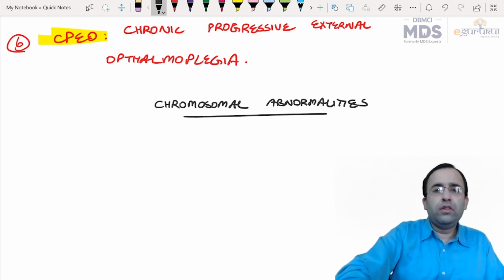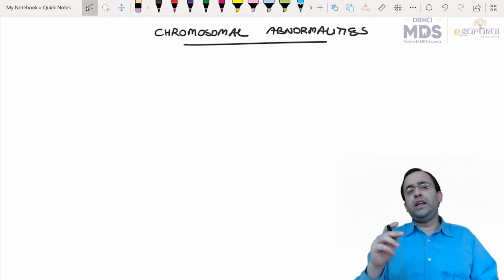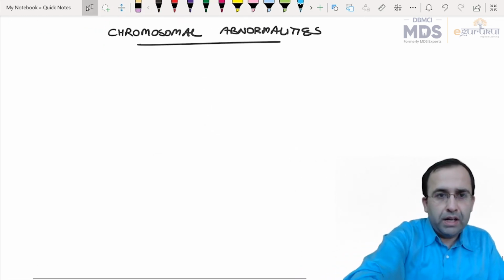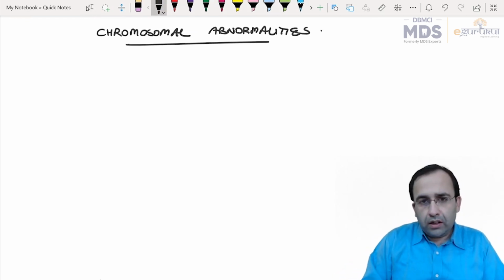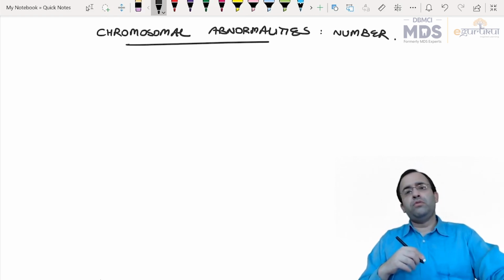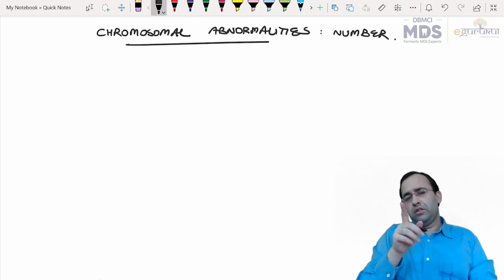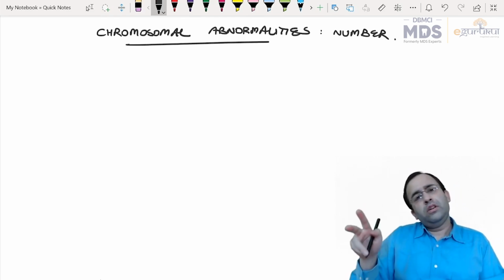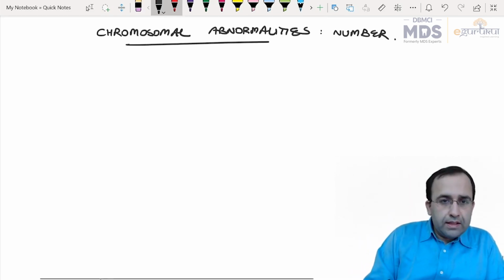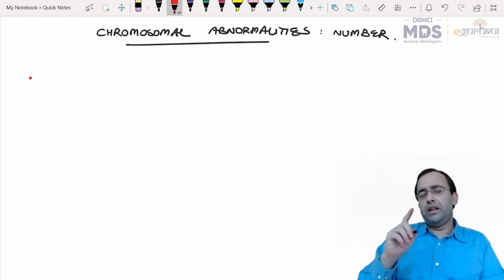Chromosomal abnormalities. First point, I can divide the chromosomal abnormalities into 2 main categories: abnormalities on the basis of number or structure of chromosomes. Starting with chromosomal abnormalities in number.